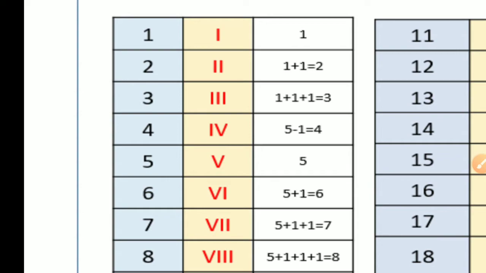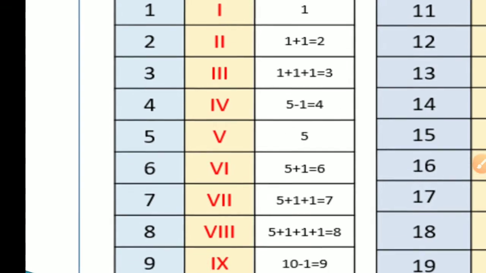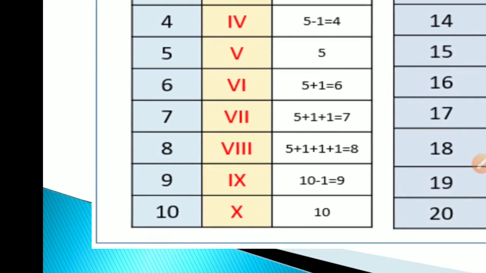Next, number 5 we will write V. For number 6, VI. When we write I on the right hand side, the value will be added. When we write I on the left hand side, then the value will be subtracted. 5 plus 1 is equals to 6. 7, VII. 5 plus 1 plus 1 is equals to 7. For 8, VIII. 5 plus 1 plus 1 plus 1 is equals to 8.